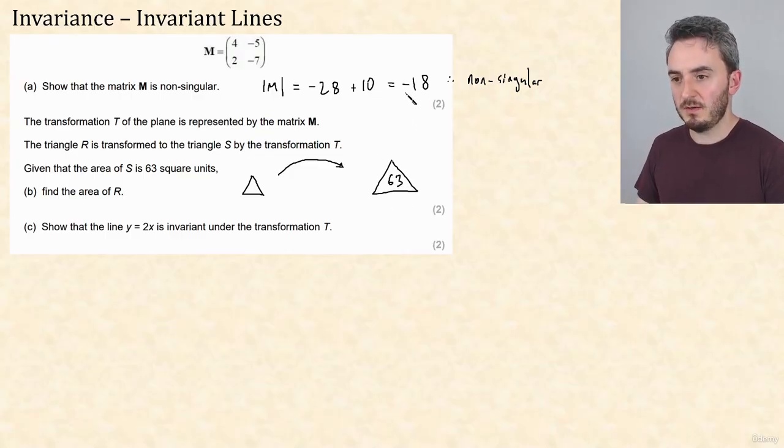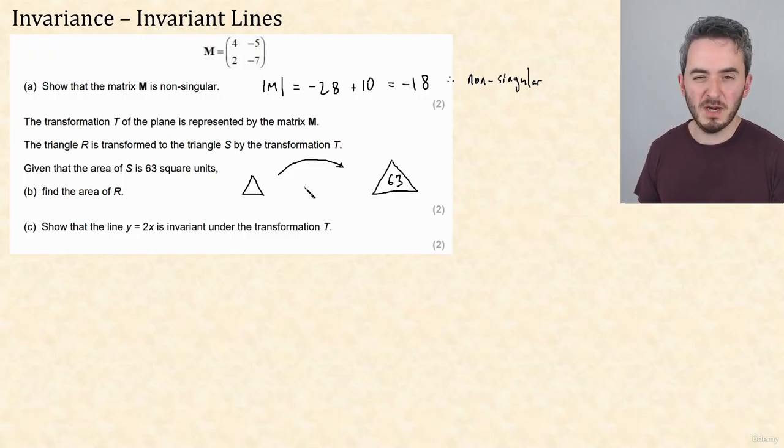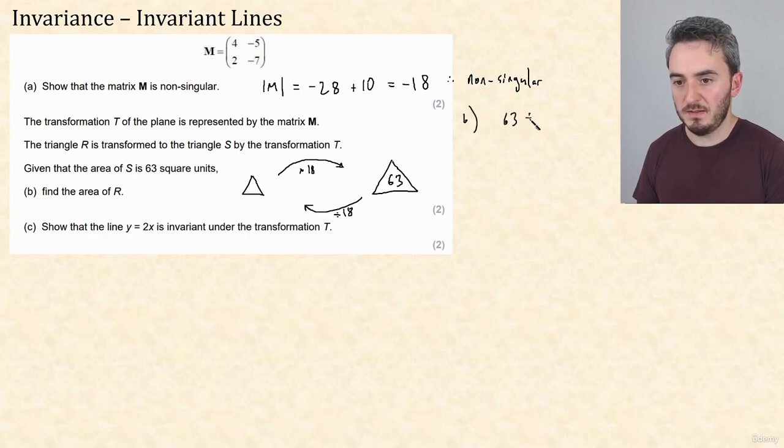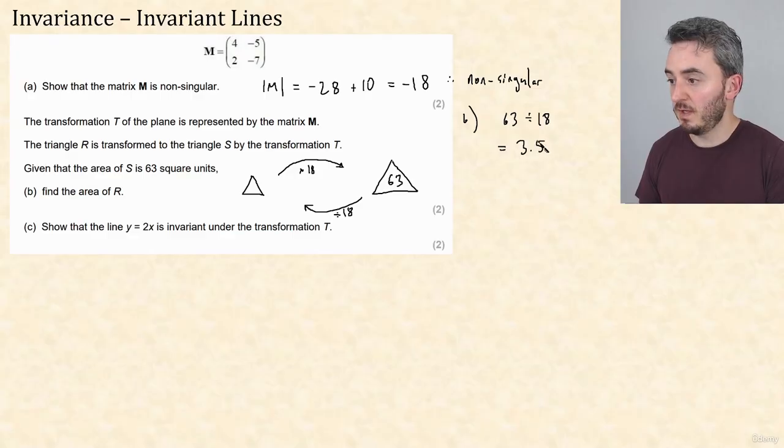Well, we've just seen that the determinant is minus 18, so that would multiply the area by minus 18, but area is always positive, so it's multiplying areas by 18. So we just need to divide by 18, and we get 63 divided by 18 is 3.5. So that's the area of R.